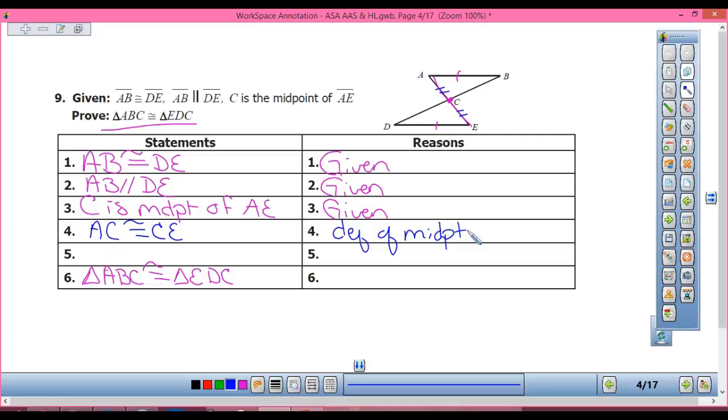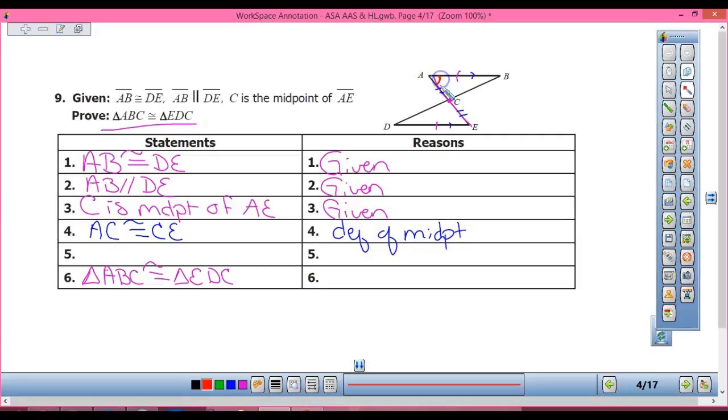Does it tell us anything about line DB or line BC? No. It doesn't tell us that it's the midpoint. So I can't say anything about those two sides, because I don't know anything about those two sides. Okay? I do know that AB is parallel to DE. So I have two sides, right? I've got this side and this side. And I need the angle that's in between those two sides, right? Okay, well, what angles are in between those two sides?